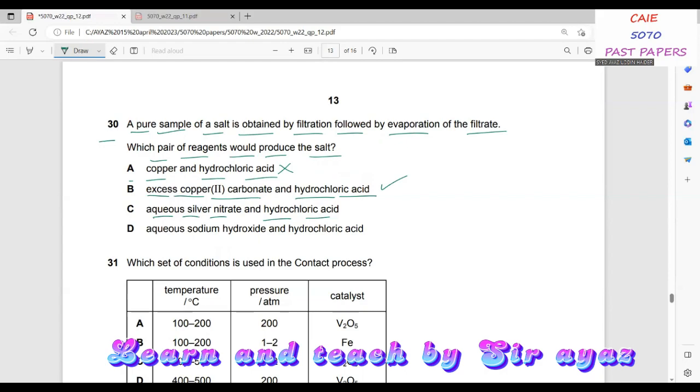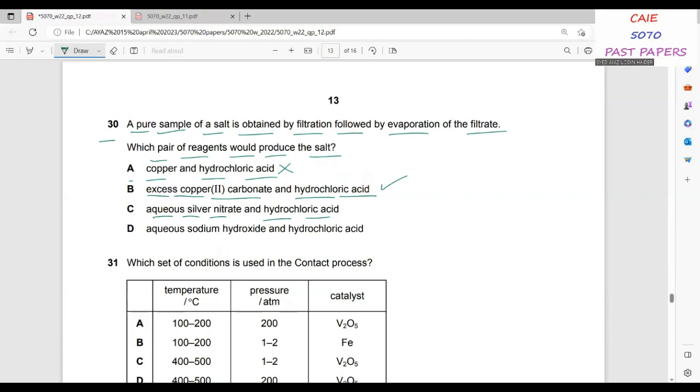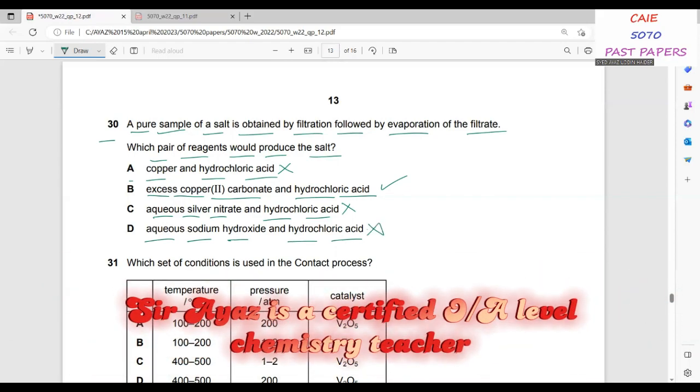So you can't get the insoluble solid in this case, and in fact you will get two salts here. We need one salt which is soluble in the water. So this is also incorrect. D, aqueous sodium hydroxide and hydrochloric acid, we will get the soluble salt. We don't need to perform filtration in this case, so this is also wrong. B will be the right answer in this case.